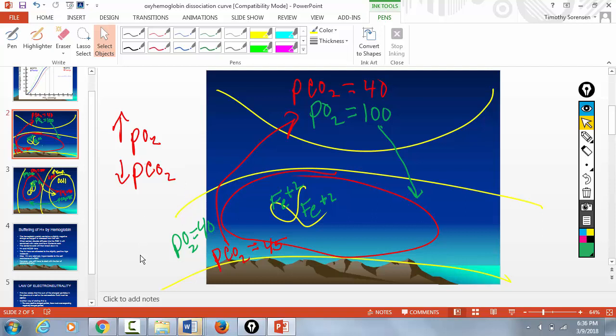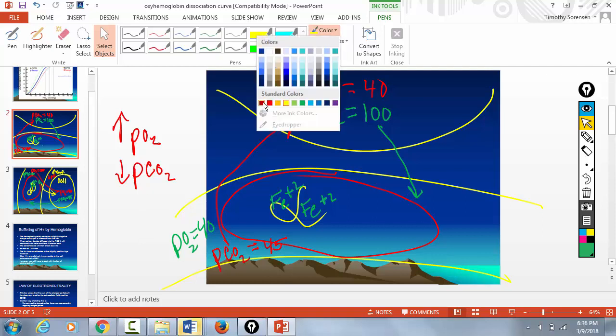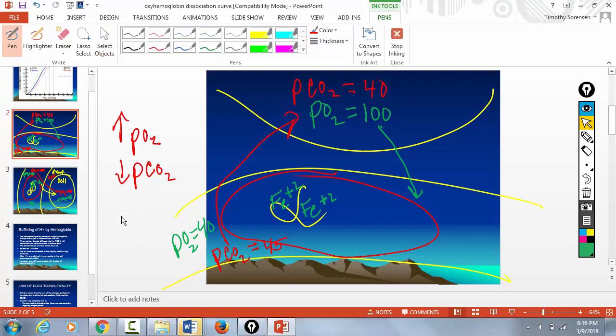And we learned that CO2 is an acid. So watch. What's going to happen to the pH of the blood? It's going to go up. So in the lungs, watch it. You've got higher pH, lower temperature, high PO2 and low PCO2. All of those conditions cause oxygen to bind to the iron on hemoglobin.